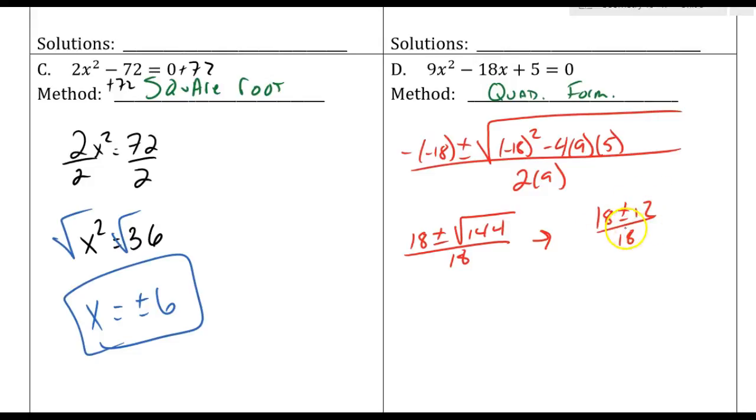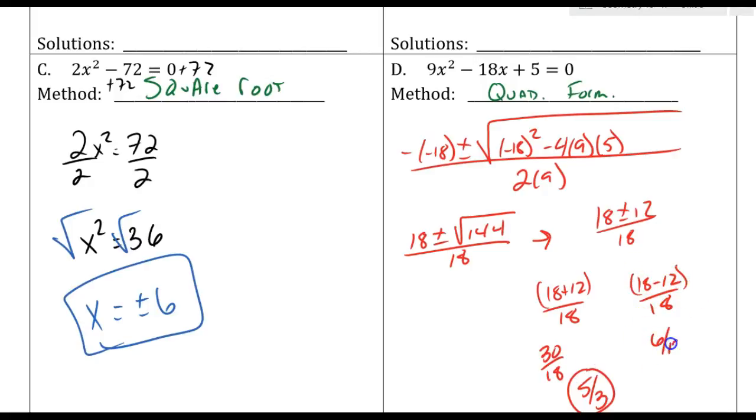Now, when your radical completely goes away, you have to create two different fractions, 18 plus 12 over 18 and 18 minus 12 over 18, and simplify both of these. 18 plus 12 first, that gives you 30 over 18. 30 over 18 can reduce down to 5 over 3. So this is one answer. Then you got to do 18 minus 12 here. You get 6 over 18. This reduces to 1/3 here. These would be your two answers.